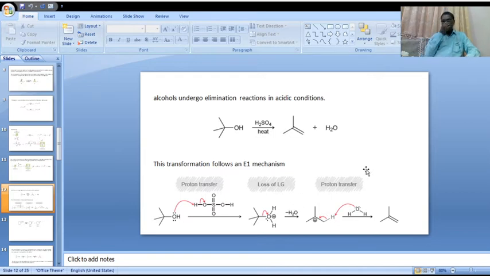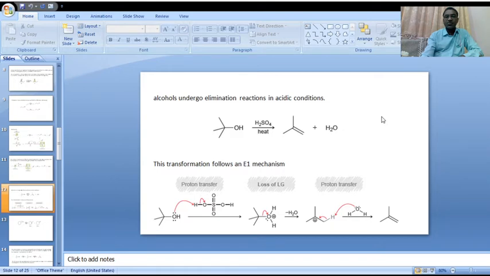Generally this reaction proceeds by the E1 mechanism. In this E1 mechanism, proton transfer takes place after the leaving group leaves to form a carbocation structure. In the second stage, from that carbocation, proton transfer takes place to form olefins. Two steps are involved in this olefin formation. Is it clear, all of you? E1 mechanism.